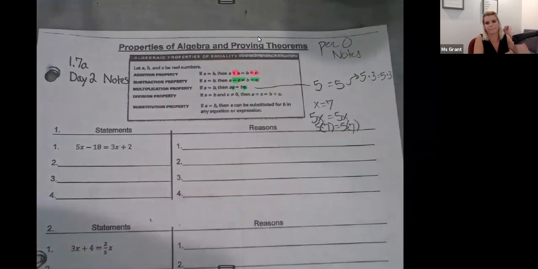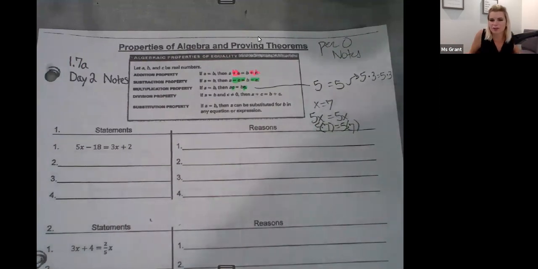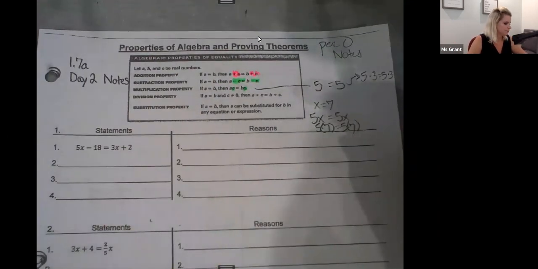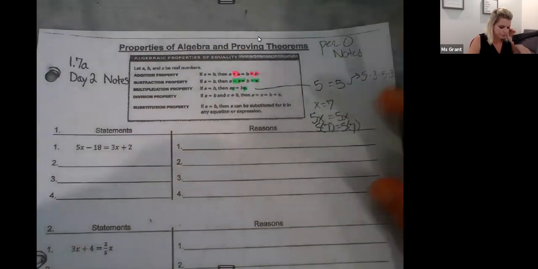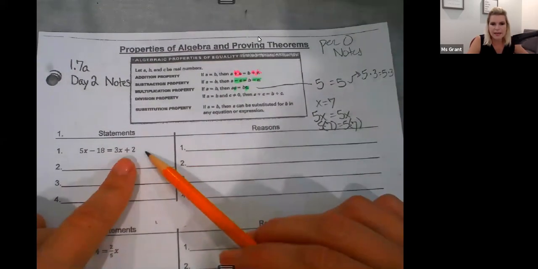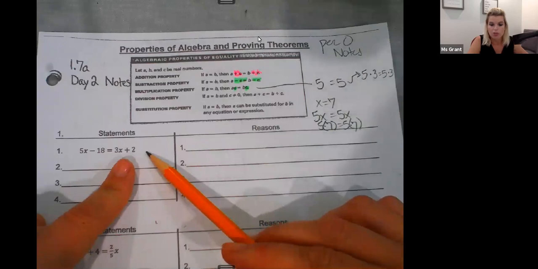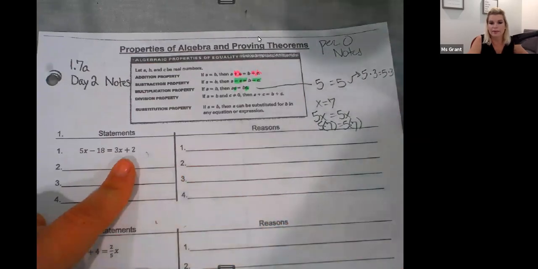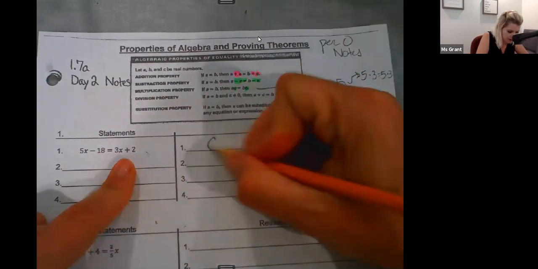Okay. So now what I'm going to do is I'm going to do 2 problems where I actually have to solve something out, okay? So I'm going to do 5x minus 18 equals 3x plus 2. So this statement is what we're told. So since it is given to us, I write the word given.